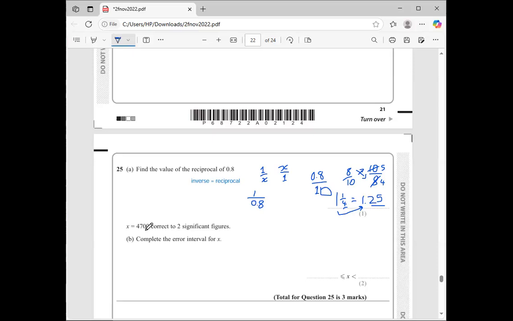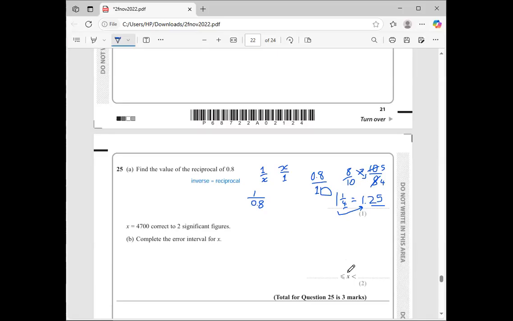Okay. Now, x, we're told in the next question, x is equal to 4,700, correct to 2 significant figures. Question, complete the error interval for x. So I know there's a method to this thing, but the whole idea is that x has to be in between 2 values. That means x of 4,700 has to be between two numbers. The first one, the one on the left-hand side, will be less than it. The one on the right-hand side will be more than it.